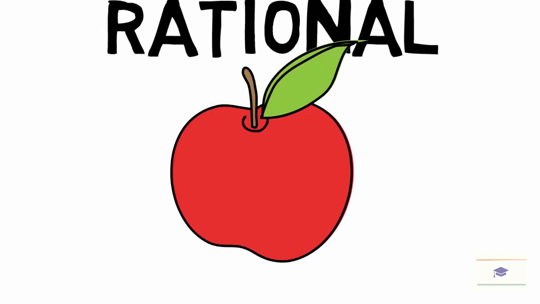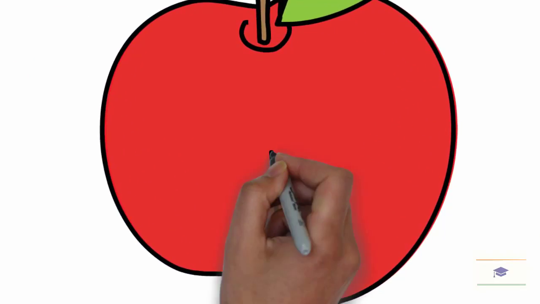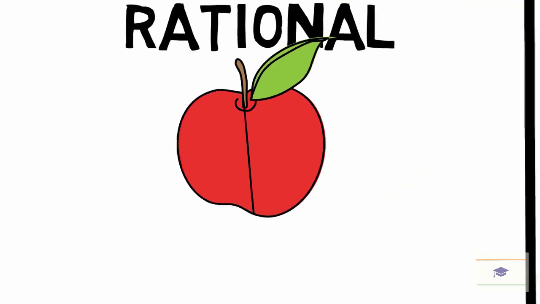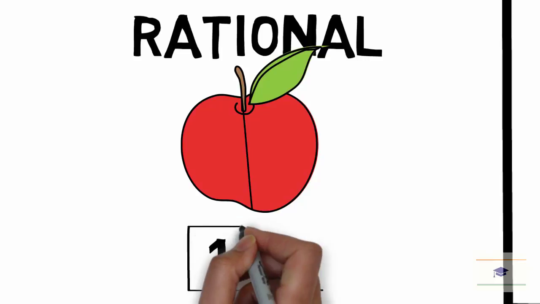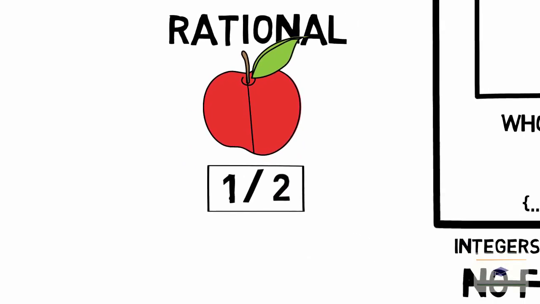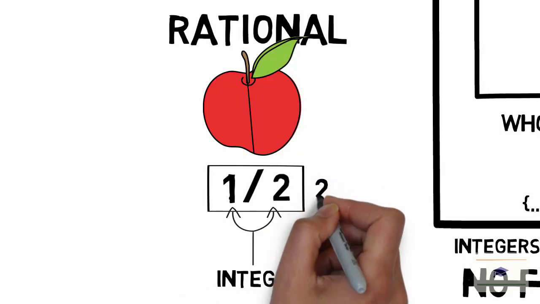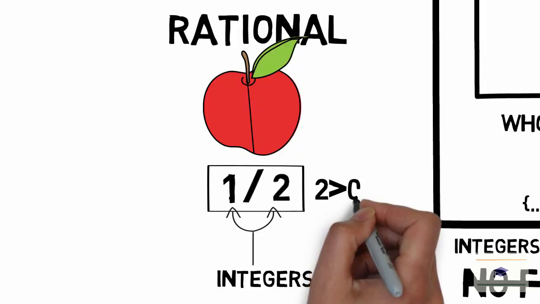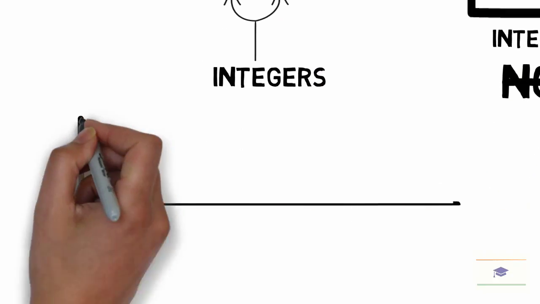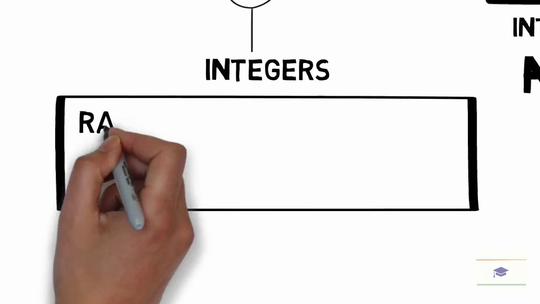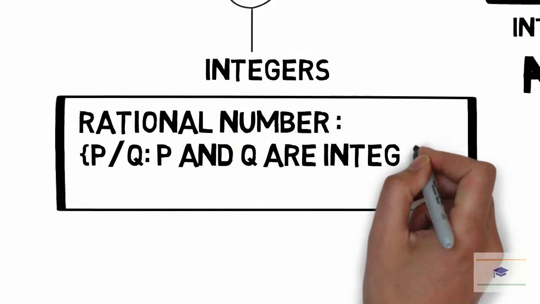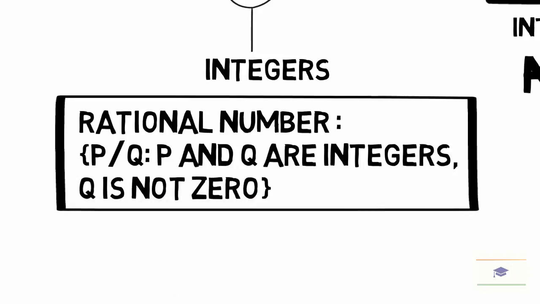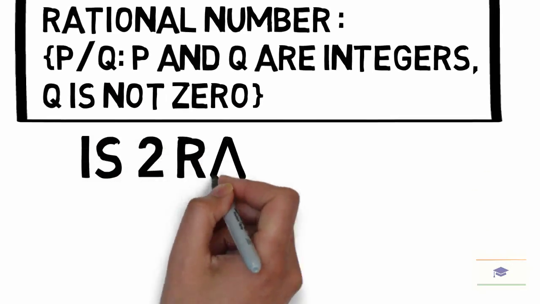Now let's say you have an apple and you have to share it with your sister, so you can cut the apple in half. So one apple divided between two people, you get 1 by 2, which is half, which is a new number. Here 1 and 2 are integers and the denominator 2 is greater than 0. If the denominator is 0, then the value becomes undefined. So by definition, if p and q are integers, then p by q is a rational number where q is not equal to 0.